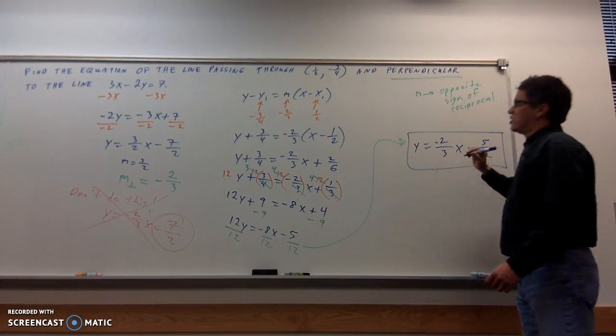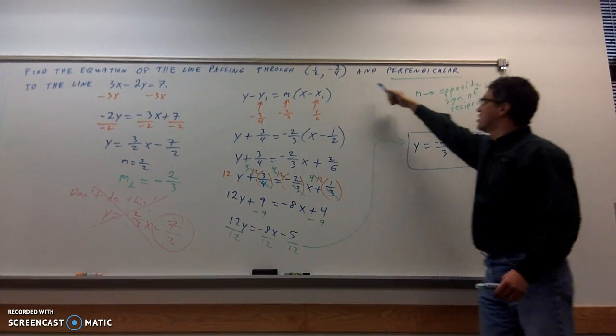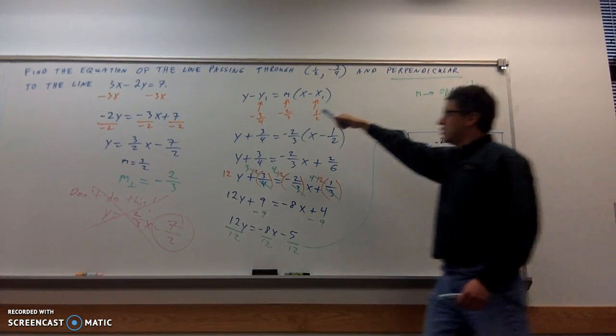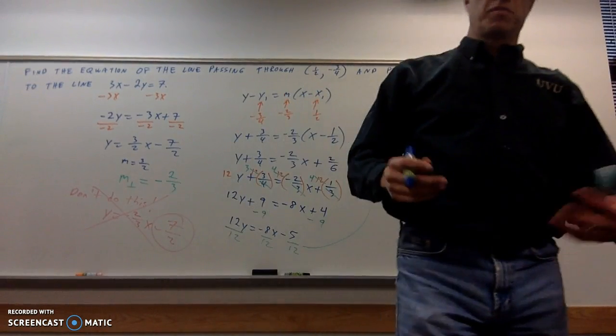So that is the equation of a line passing through this point here, (1/2, negative 3/4), and perpendicular to this line. I'm not going to take the time to graph it to show why that is and how it works, but it does work.